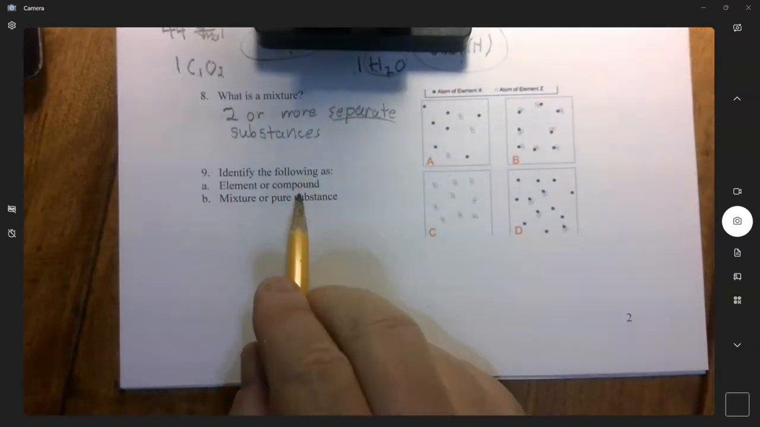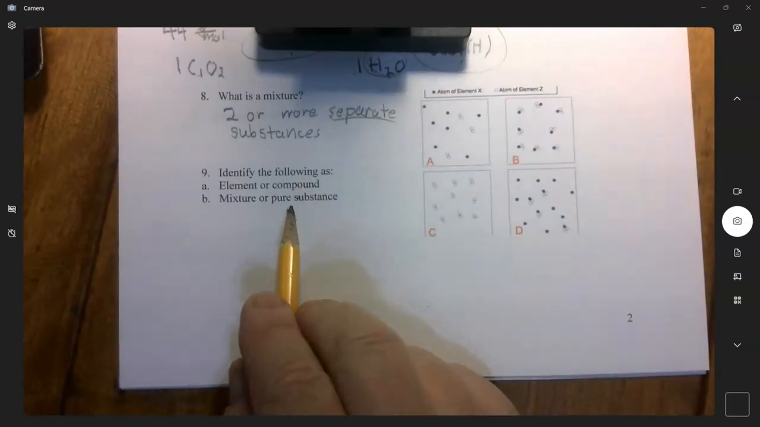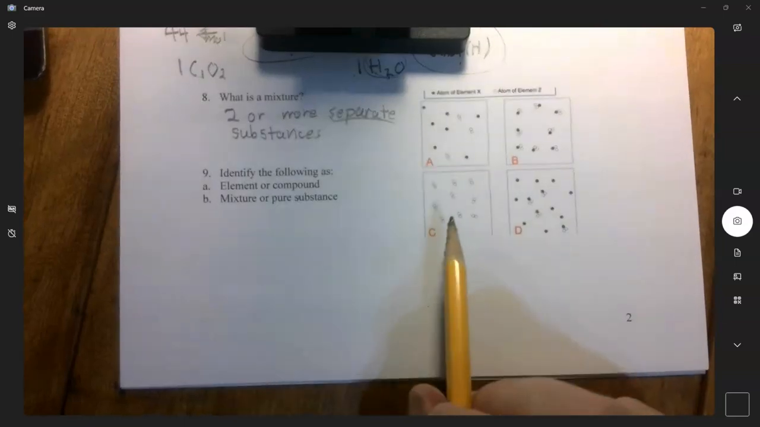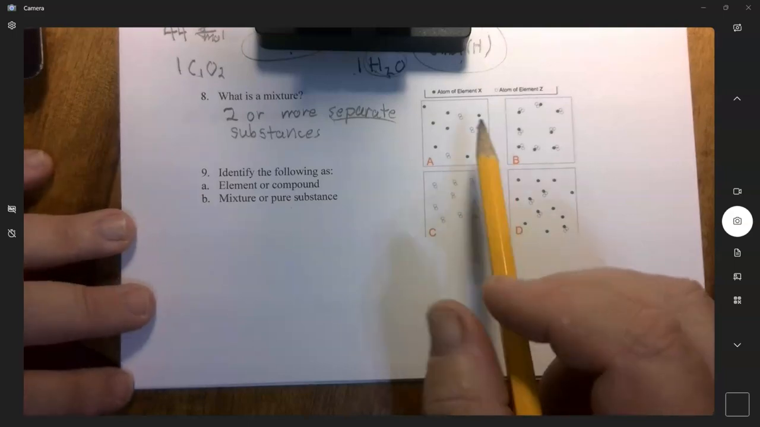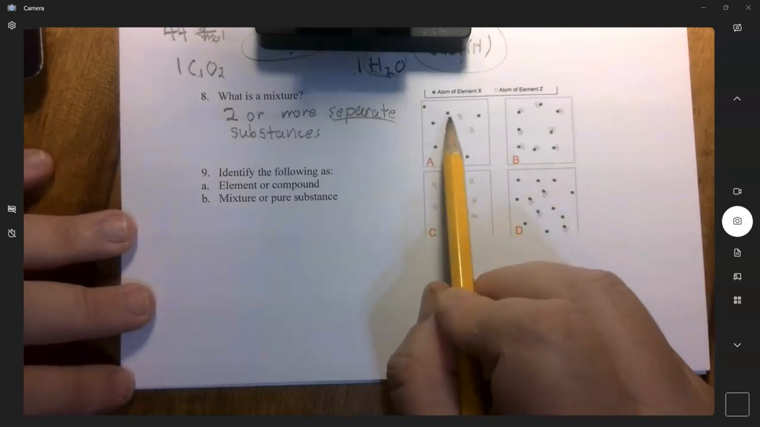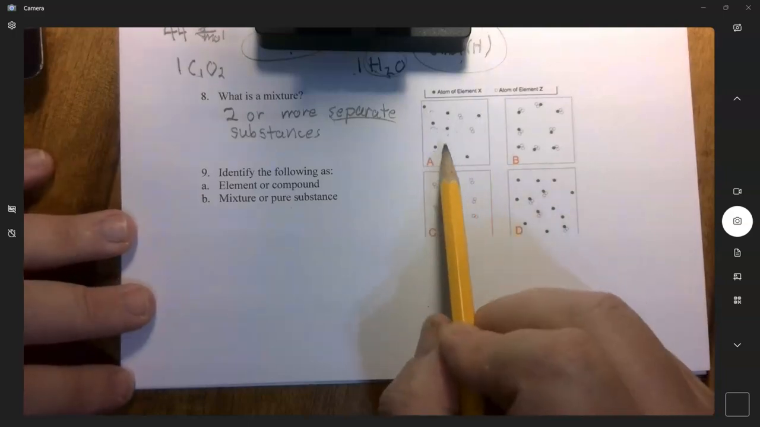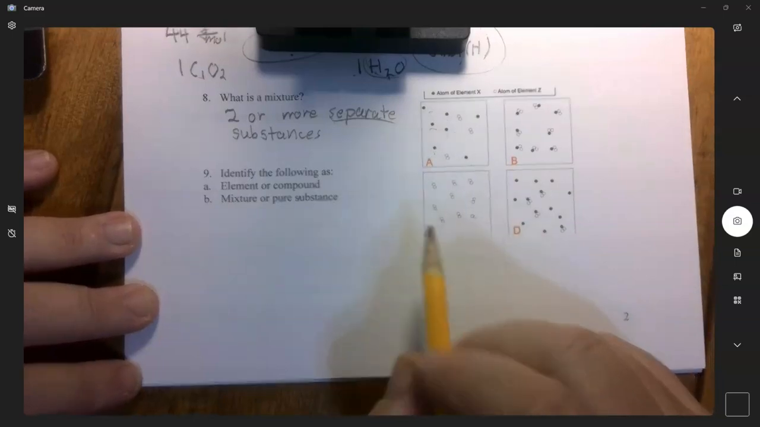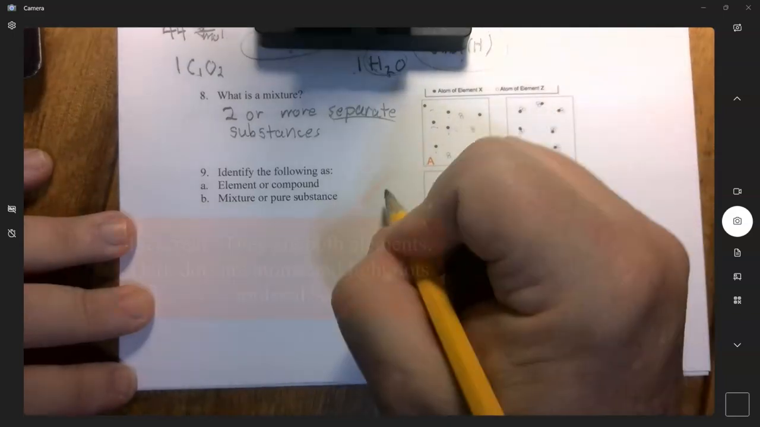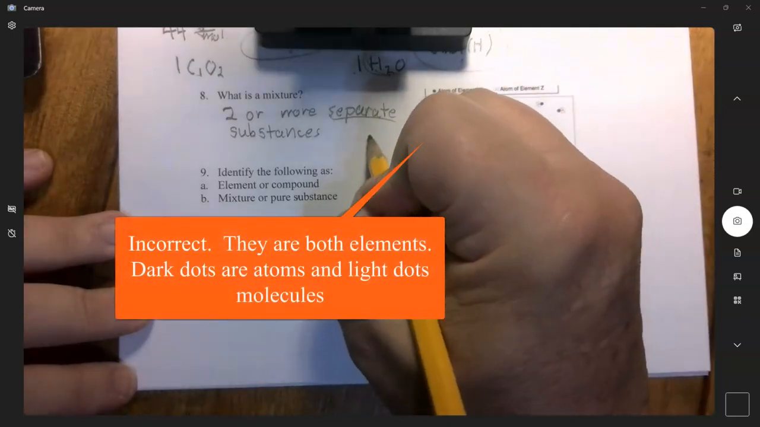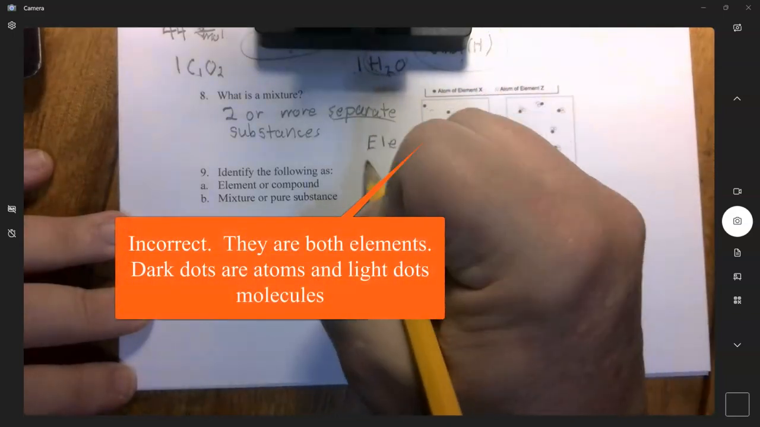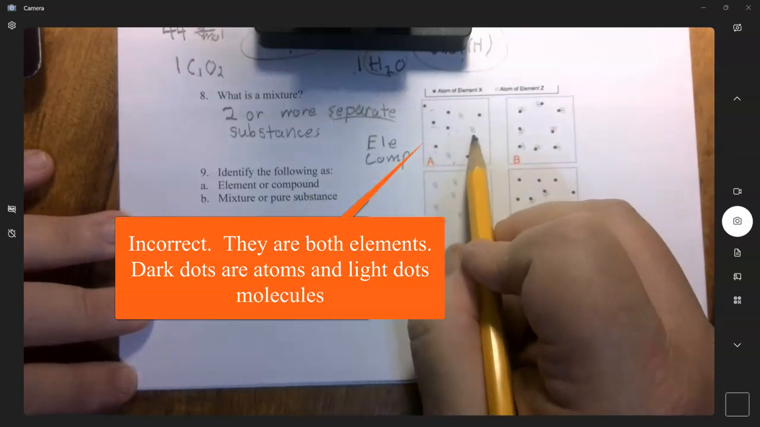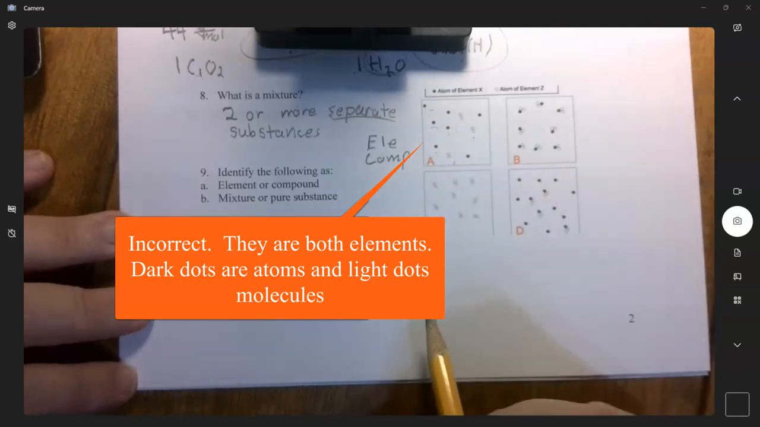Okay, identify the following as element or compound. Here's what I'd like you to do. An element, individual dots, this is a particulate diagram, would be elements. So A is both. It's element, I'll just abbreviate that, and compound for A. Those are compounds. That would be like an O2 molecule, for example.